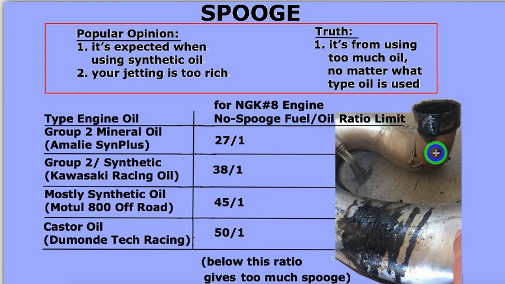an idea of how hot the engine gets. It's about as hot as a 250 motocrosser that's water-cooled. These are the ratios. Below this ratio, too much spooge. Mineral oil, 27 to 1. Semi-synthetic, 38 to 1. Fully synthetic, 45 to 1. Fully castor, 50 to 1.